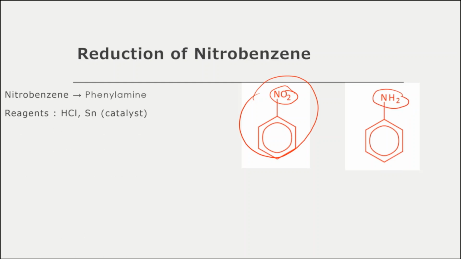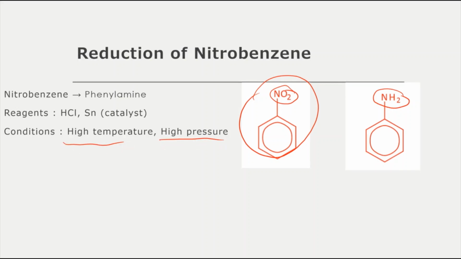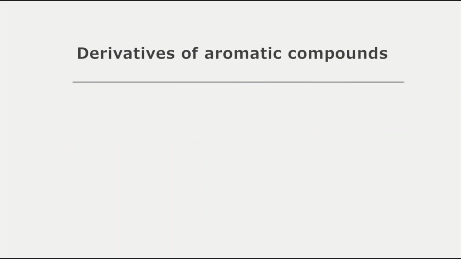So how does it do it? The reagents are HCl, and we have a tin catalyst, so Sn is the symbol for it. And the conditions are high temperature as well as high pressure. That's all you need to know about the reduction of nitrobenzene. You don't really need to know a mechanism for this.